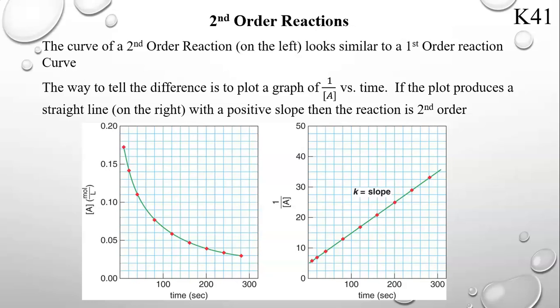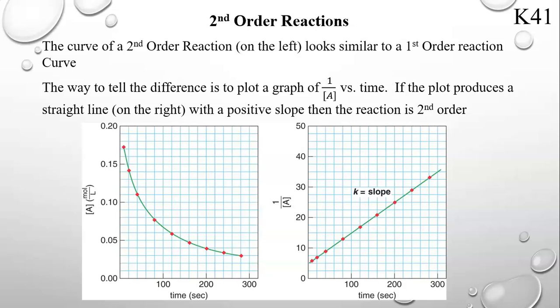So now you say, okay, well, maybe it's a second order reaction. So you're going to plot 1 over that concentration from the left-hand graph versus time. And you find it produces a straight line that's positively sloped. That's the characteristic of a second order reaction. When you plot 1 over the concentration of A versus time, it will produce a straight line that's positively sloped. That's very distinctive. That means it's a second order reaction.